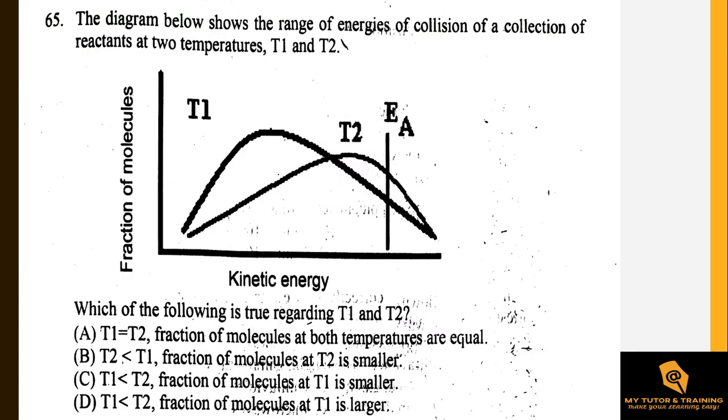Question number 65. Here you are given the diagram. The collision of reactants at two temperatures, T1 and T2, are given. This is the T1 region and this is T2. Which of the following is true regarding temperature 1 and temperature 2? From this graph, the fraction of molecules at both temperatures are equal. Here we have an equal amount of collision between the reacting particles. So the answer for question number 65 is A.